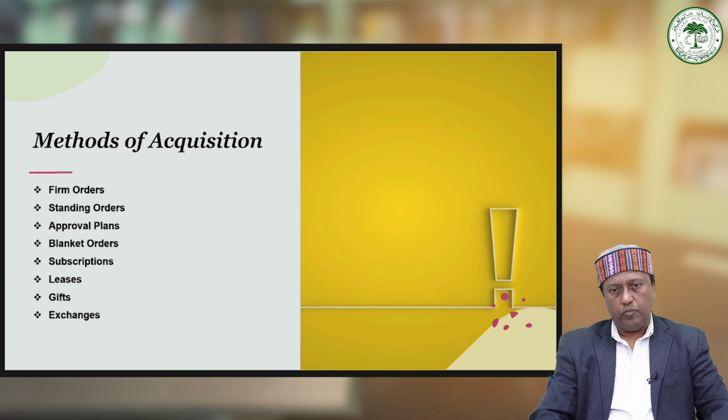Then, more prominent is gift. There's also a method of acquisition. Libraries may accept donations of material from individuals, organizations, or alumni. These gifts are evaluated by the acquisition departments to determine their suitability for inclusion in the library's collection.